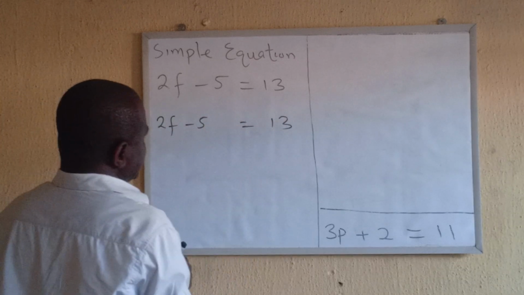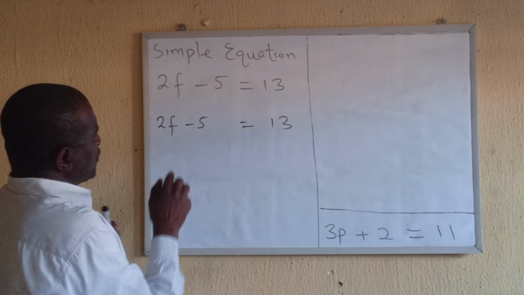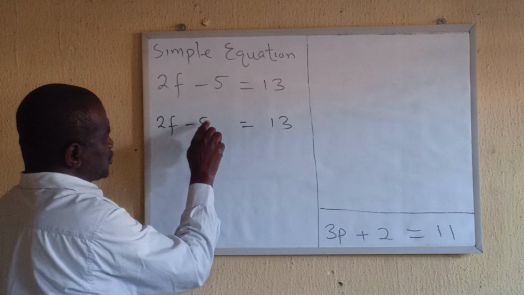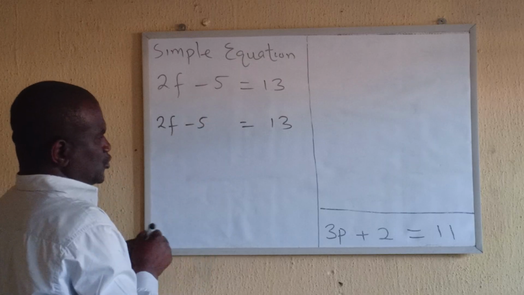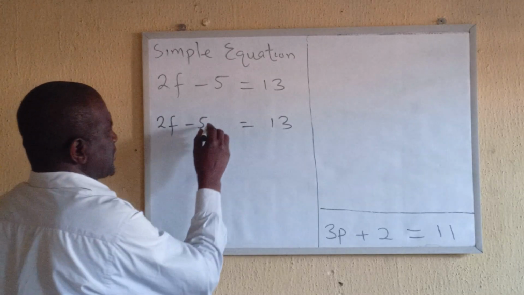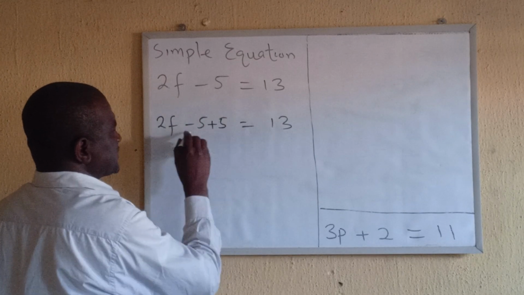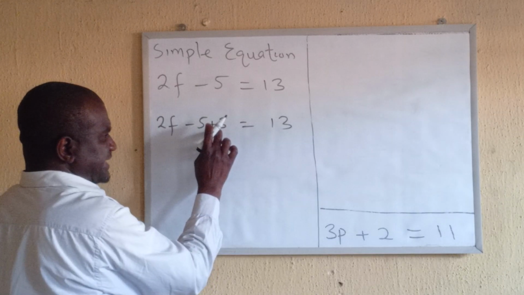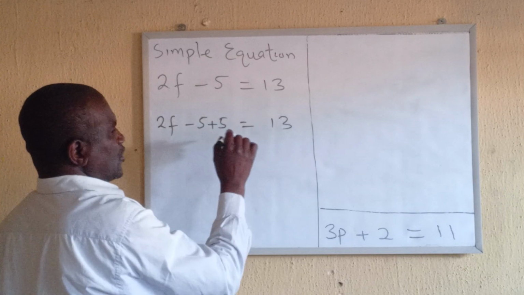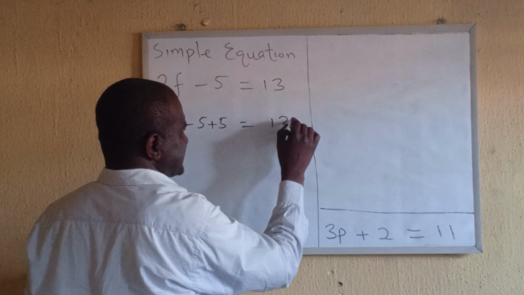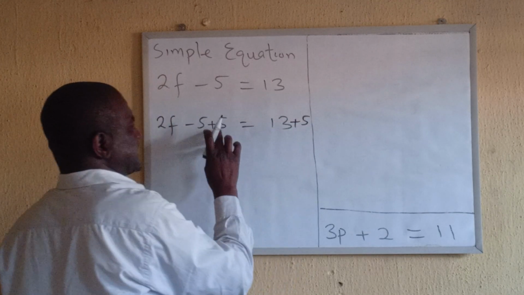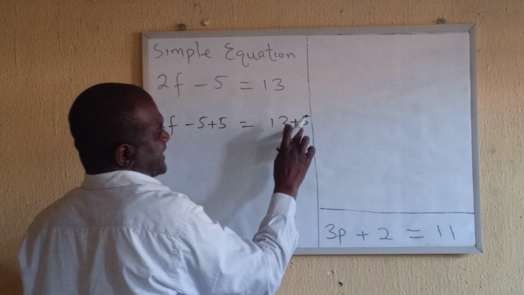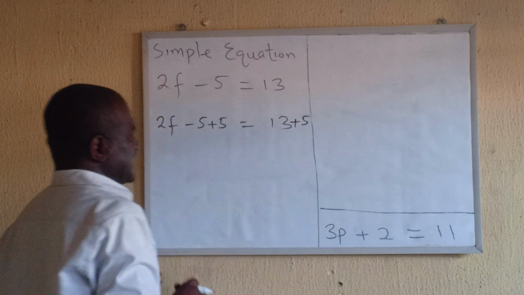Now, what is happening here? If you observe, we want to remove this minus 5, and for me to remove it, I will add 5 to the left hand side. So when I add 5 here, this minus 5 plus 5 becomes 0. But because I have added 5, I must balance it on the right by also adding 5. So I've added 5 on the left hand side, and I've equally added 5 on the right hand side.